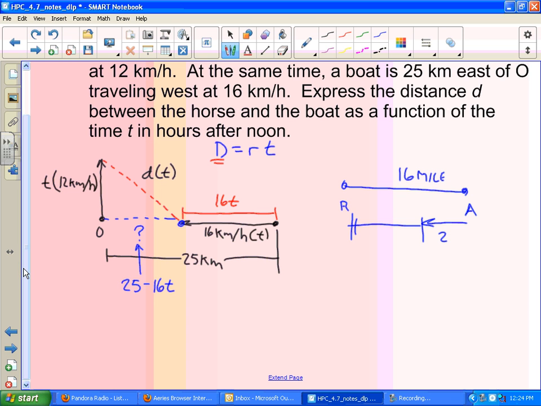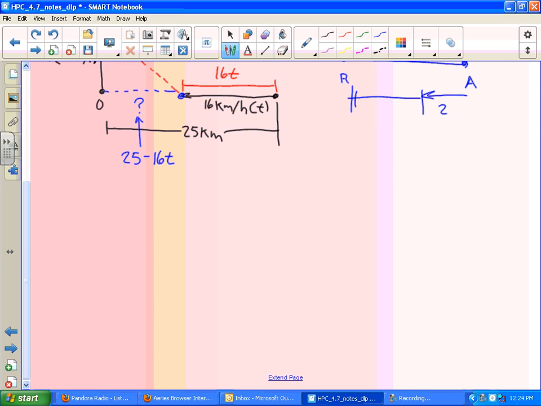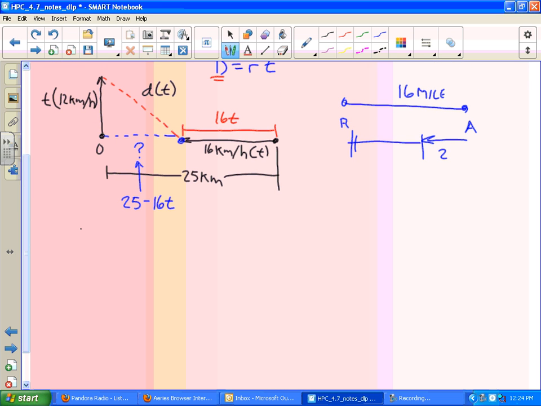So then we're ready to see the distance formula, or Pythagorean theorem, come into play here with our right triangle. (12t) squared plus (25 minus 16t) quantity squared would equal d(t) squared. This is how we're going to find our solutions. So we're just setting up the distance formula.